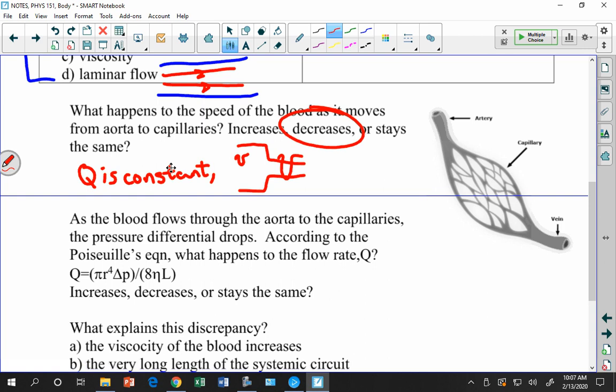Is it a closed system? Yeah, it's a closed system. It's the same blood, right? The viscosity is still the same. It's because of how many capillaries you have. Right. And so what is the net cross-sectional area of the capillaries? Is it bigger or smaller than the aorta? It's a lot bigger. So the capillaries, if you add them all up, have an area that's bigger than the aorta. Let me write that down. So the total area of the capillaries is bigger than the aorta.